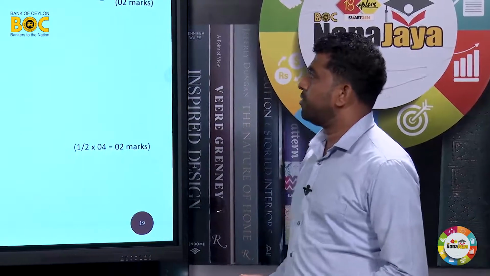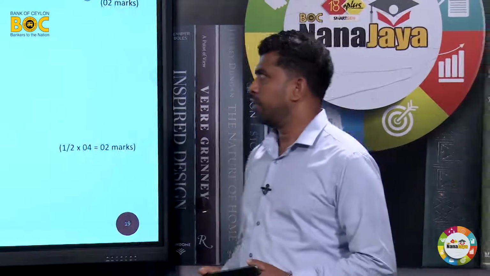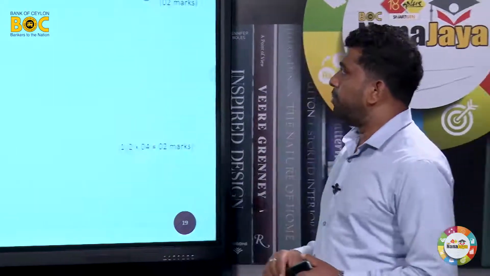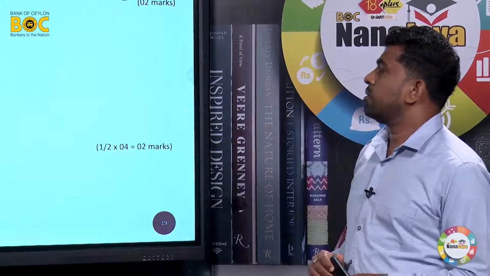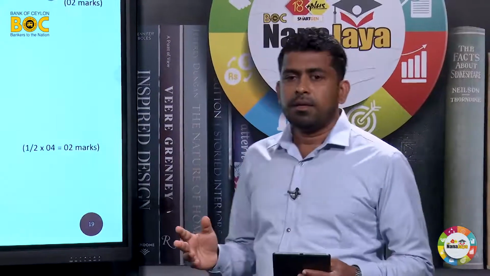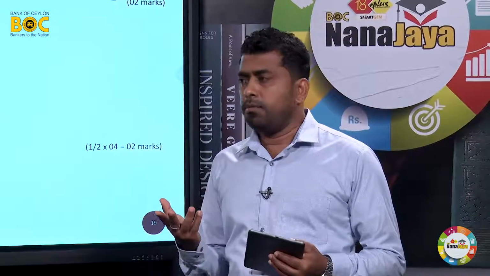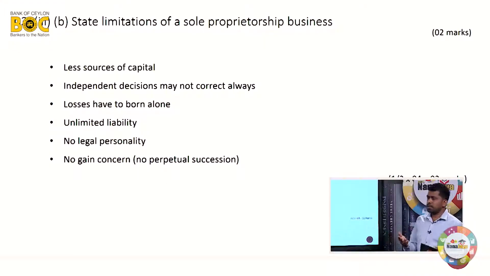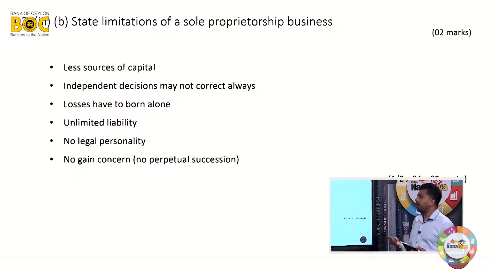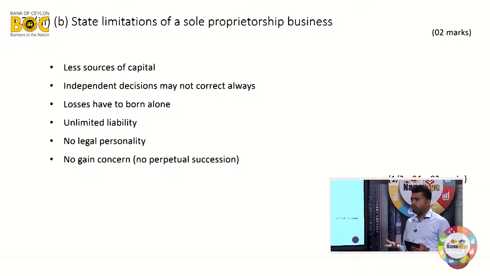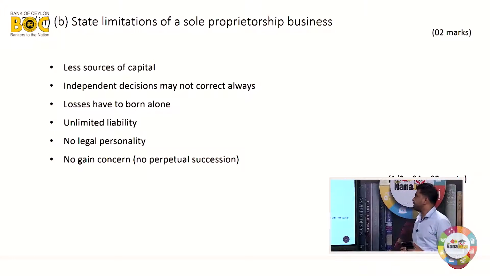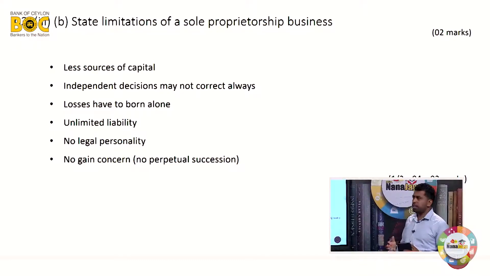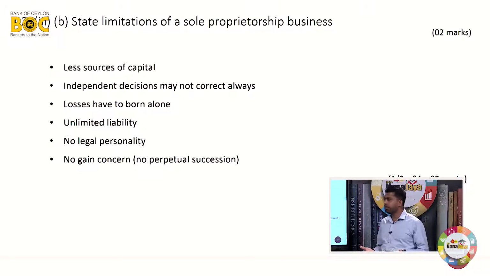State limitations of a sole proprietorship business. There are some limitations in the sole proprietorship business model. Less sources of capital. That means the owner's money, owner's savings and money taken from relatives are the only sources that can be used as capital of a sole proprietorship business. Independent decisions may not be correct always. Sometimes the decisions taken by the owner may fail.